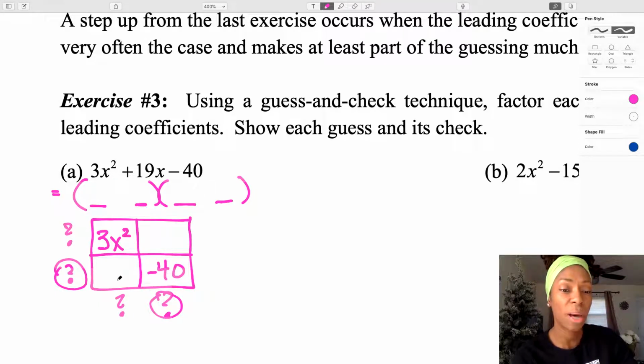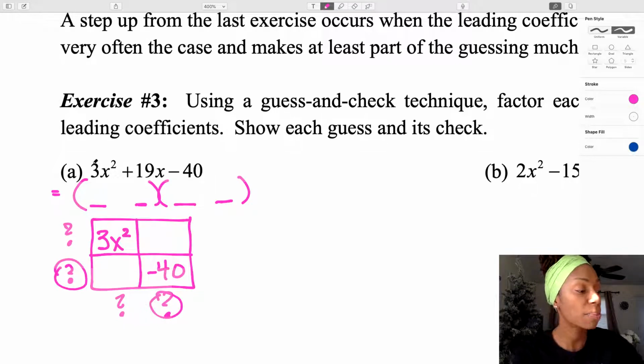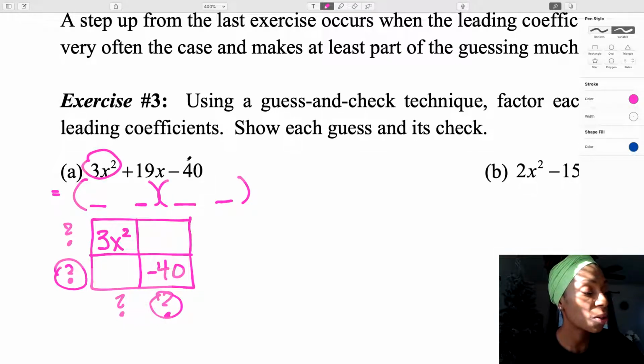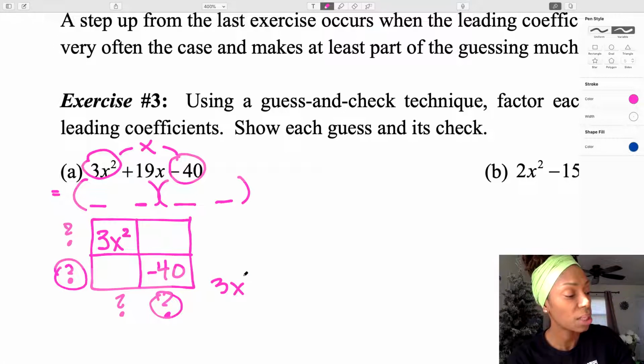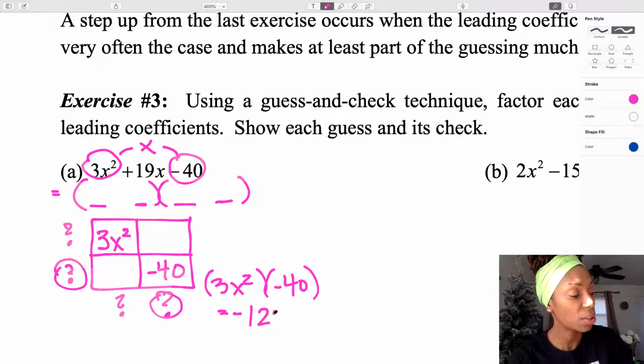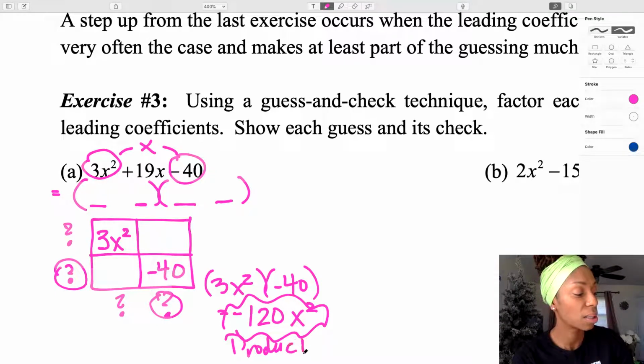But what goes in these two boxes? Remember those two like terms that we added to get the middle term? Well, that's what's going to give us this 19x. So we're going to use the product sum. Product comes from multiplying the 3x squared, the first term, and the last term. So what is 3x squared times negative 40? Negative 120x squared. So this is my product, and 19x is my sum.